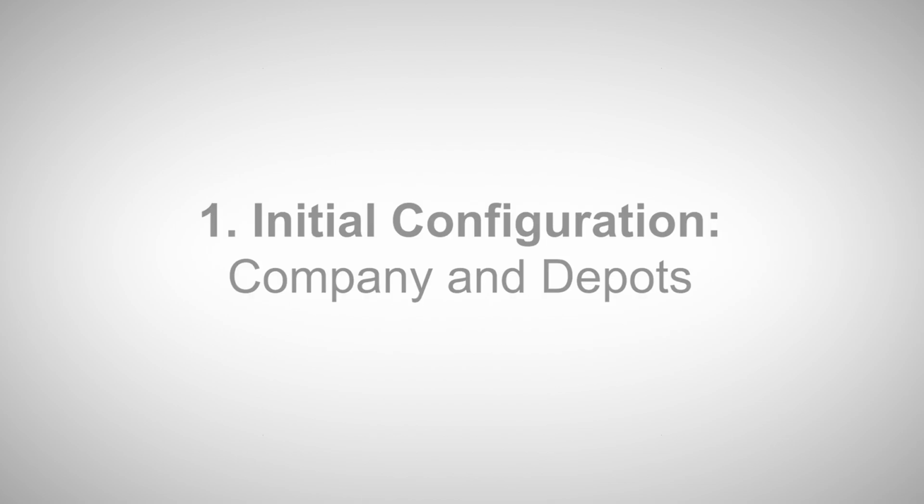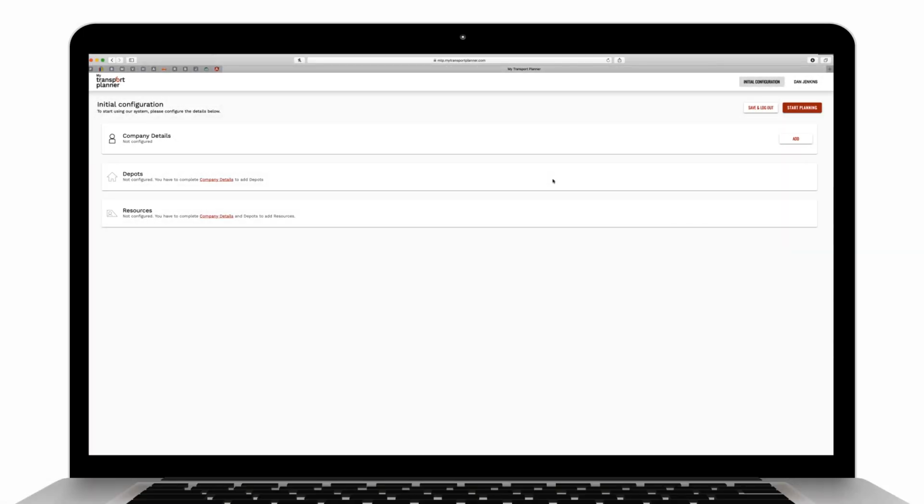Initial configuration. Once you have registered for My Transport Planner, but before you can start planning jobs, you'll need to set up the system with information about your company. Initial configuration is a quick process, and there are just 3 sections you must set up before you can start planning. These are your company details, your depots, and your resources. You can find out more information about these 3 items in your user guide.